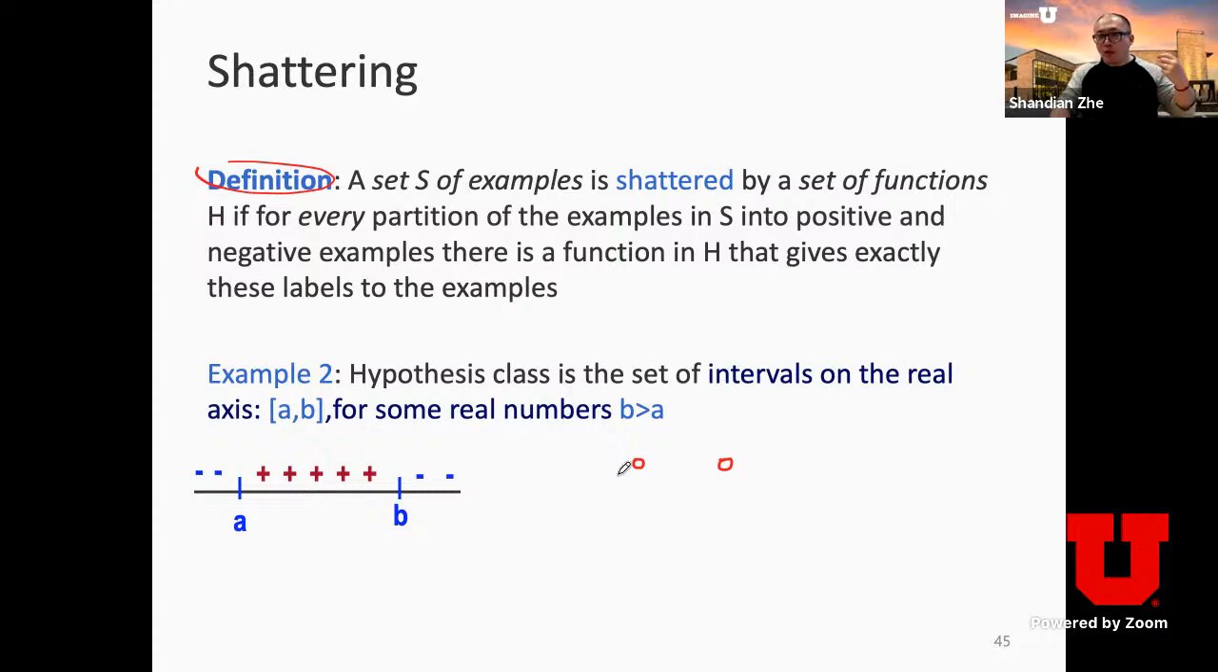I'm going to enumerate all possible labeling schemes on these 2 points, which means that there are 4 possible labeling schemes. So the very first case is just to label both points as positive. And then I want to find an interval which can give correct prediction for both points. Where should I place A and B?